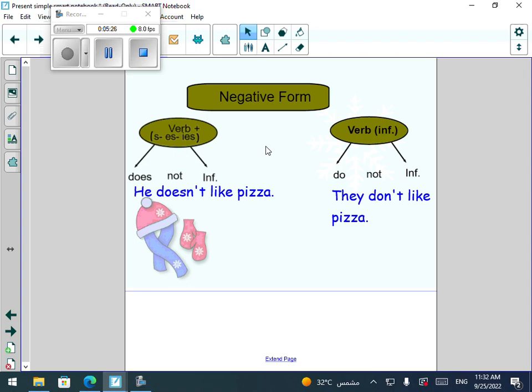Also with they, we, you, or I, I mean the plural or I, I'm going to use don't plus the infinitive as well. So in the example, he doesn't like pizza, okay? And here they don't like pizza. So I used doesn't here with he, and I used don't here with they. Let's go ahead for some more examples.